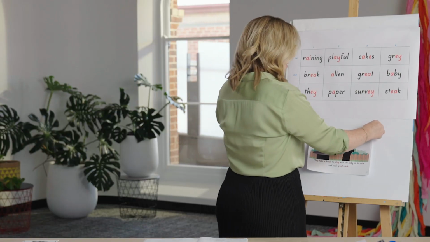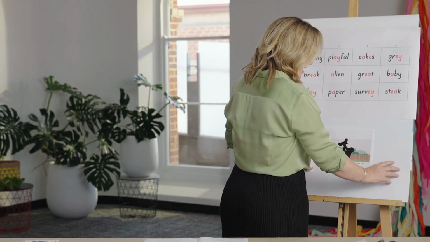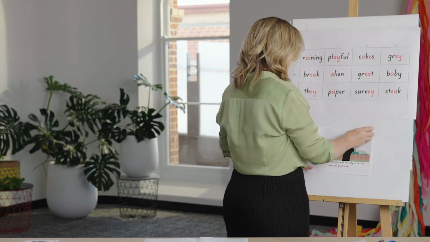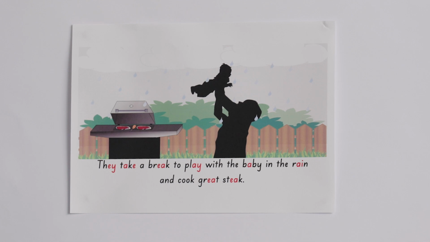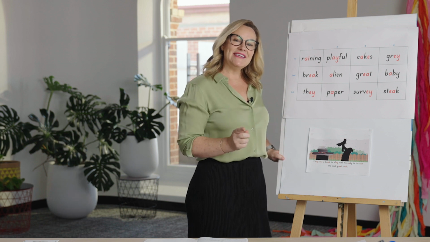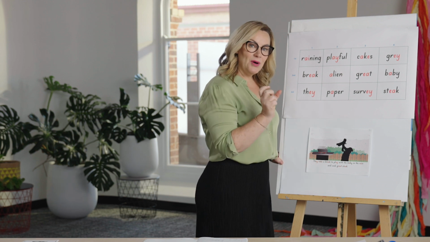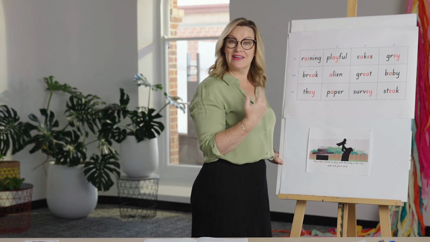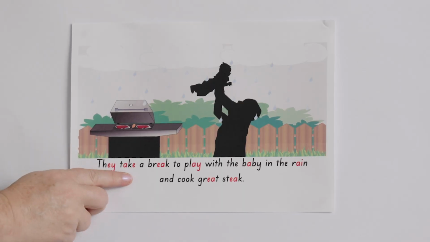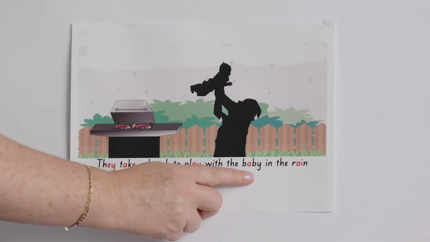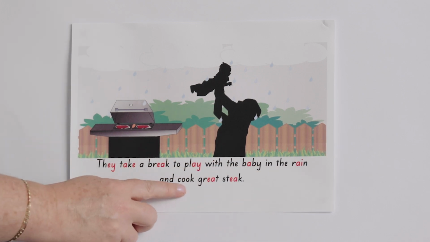Now, do you remember Zana? Zana has made an amazing little memory hook for us. I'm going to place it up on our board now. So on the board, you will see this great little memory hook that helps us remember all of those multiple spellings for that phoneme A. I'll read the sentence to you and you take notice where that red bold is, because that is a word that contains the A phoneme. They take a break to play with the baby in the rain and cook great steak.